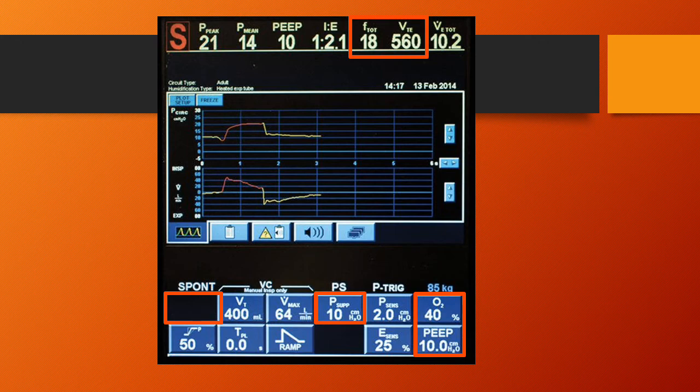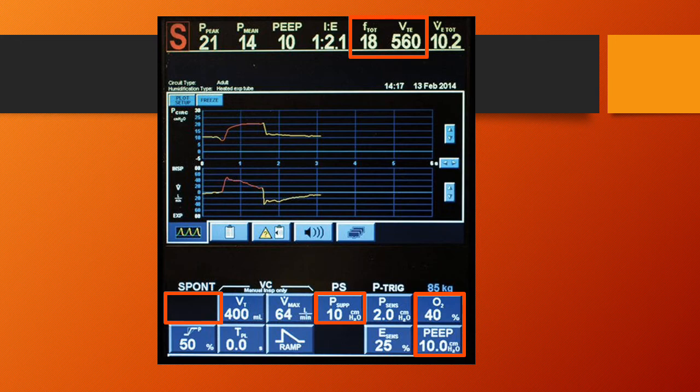Looking up at the top of this ventilator, you can see that this is really important to look at. When someone's on spontaneous, there's no set rate, so I need to know how fast this patient is breathing. F total is telling me the patient's respiratory rate. How many breaths are they taking? In this case, they're taking 18 breaths. And with the last breath they took, they got 560 milliliters of air in.